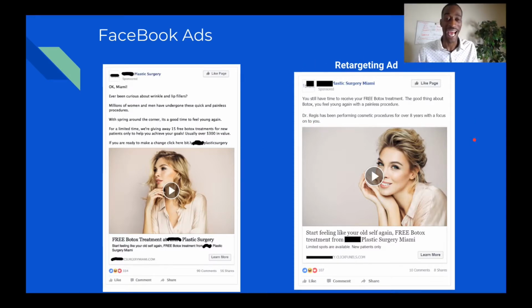Now, the retargeting ad is: you still have time to receive your free Botox treatment. The good thing about Botox, you feel young again with a painless procedure. Dr. Regis has been performing cosmetic procedures for over 8 years with a focus on teeth. That retargeting ad basically summarizes the first ad by changing it up a little bit, because you don't want to show the same thing when they didn't do anything in the first place. I don't care, they were busy. Nothing happened. So the retargeting ad is going to retarget them.